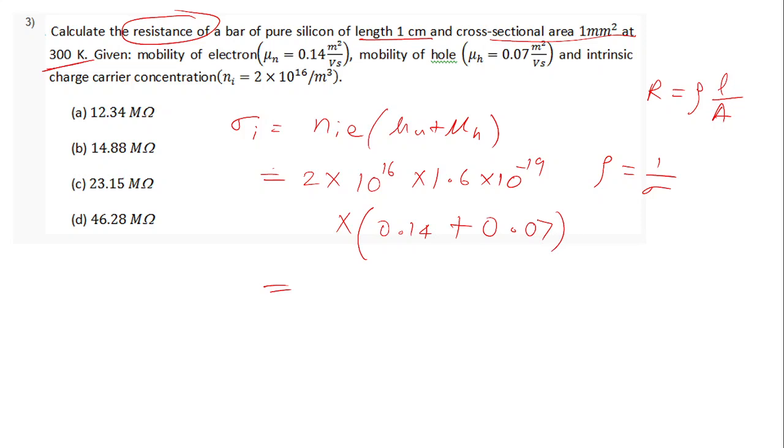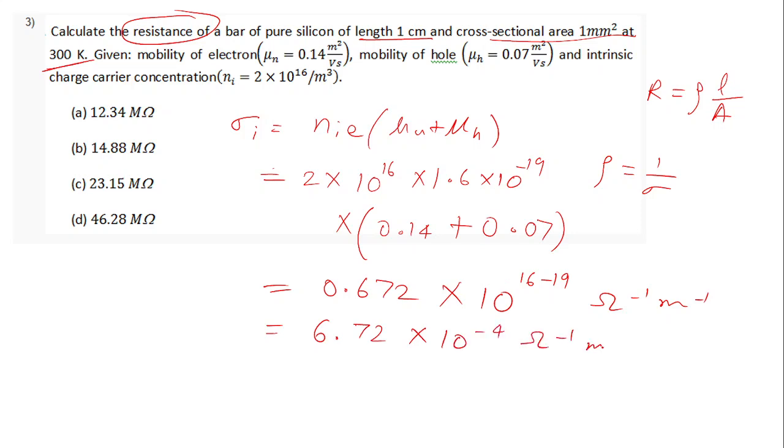Then we'll calculate this. 0.14 plus 0.07 will be 0.21, multiplied by 2 and 1.6, gives 0.672 multiplied by 10 to the power 16 minus 19. This will be per ohm per meter because it's conductivity. We can rewrite it like this: 10 to the power minus 3, and we can write it like this: 10 to the power minus 4 per ohm per meter.